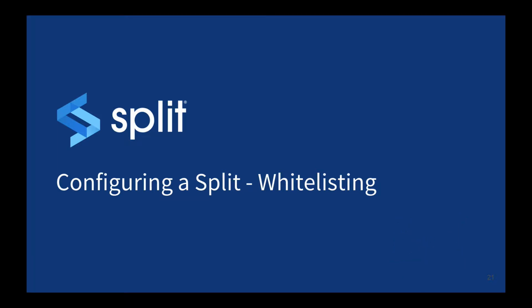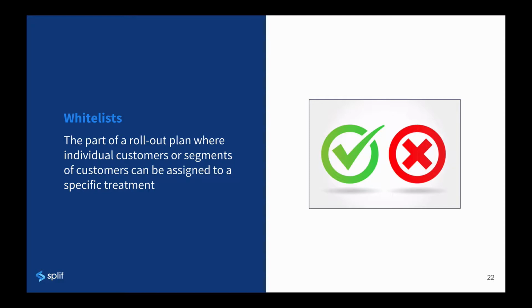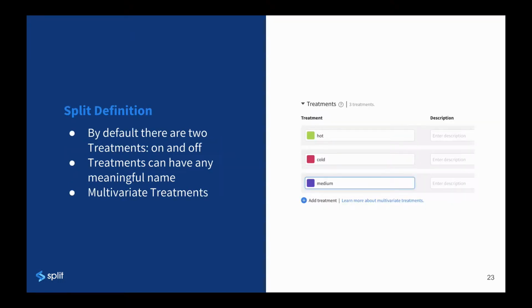In this session we'll begin to look at configuring splits, starting with whitelisting. In pre-prod environments, whitelists are the predominant method for rolling out to QA teams and other specific users or groups of users you might want to target. In production, whitelists are commonly used with account traffic types for highly targeted rollouts, such as beta customers or for entitlements. We created a split in the last session using on and off.